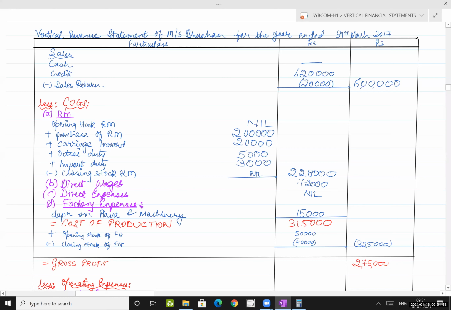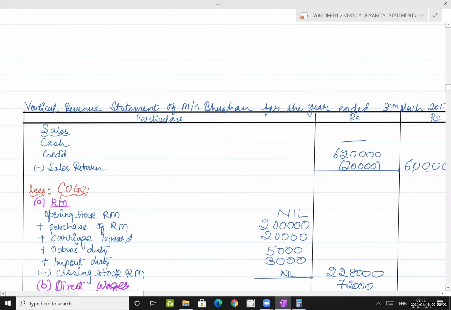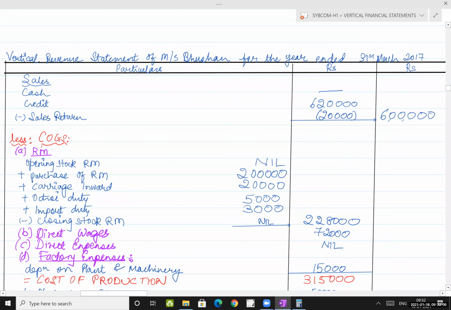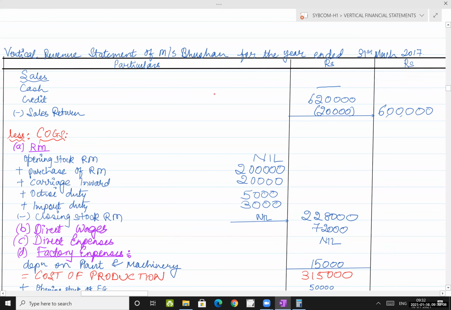Okay. So now let us start, first with sales. Cash sales, not there. Credit sales 6 lakh 20 and sales return 20,000. So take it in the outer column. 6 lakh 20 minus 20 is 6 lakhs.